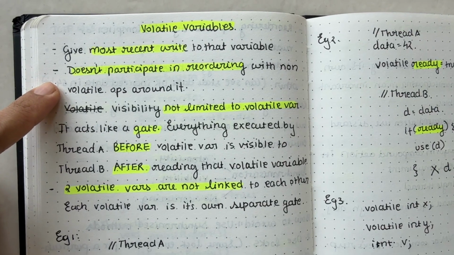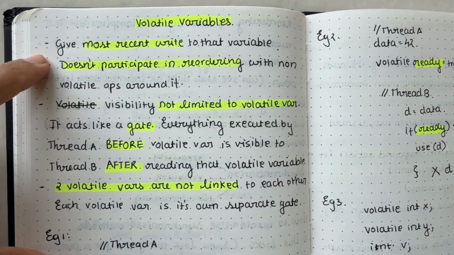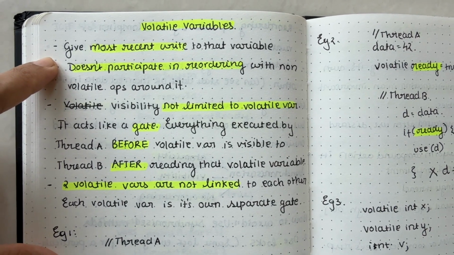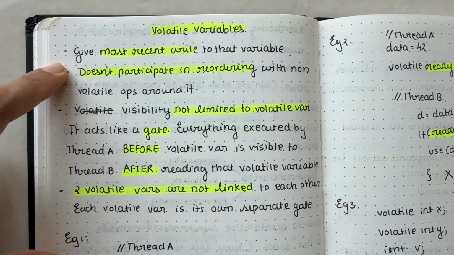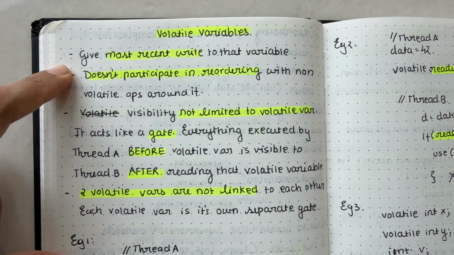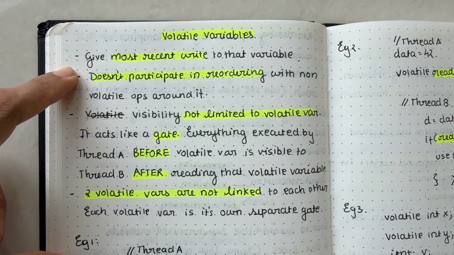Now let's move on to the second section, that is volatile variables. As we have already seen, without synchronization, there is no guarantee that the actions performed by one thread are going to be visible to other threads.